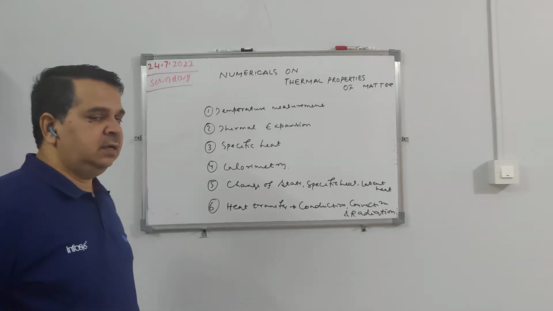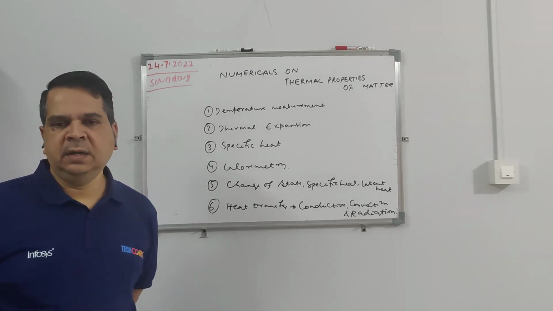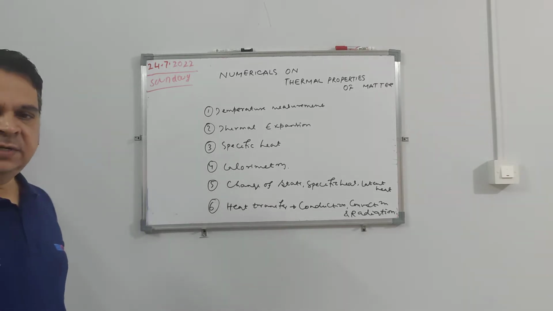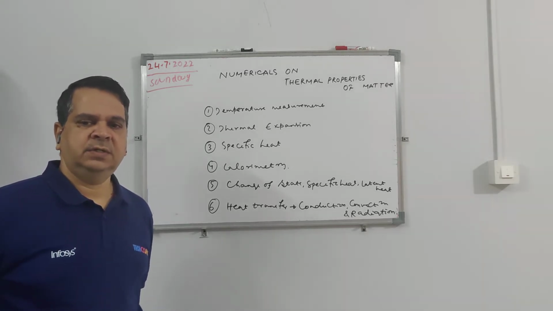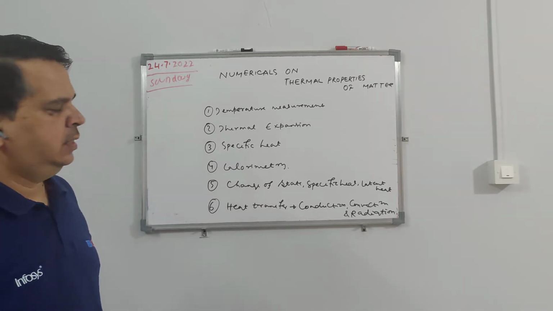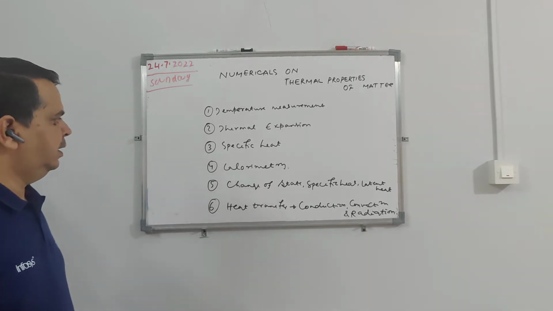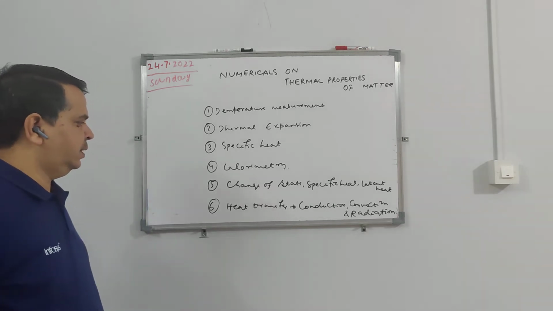Then thermal expansion. Suppose you are heating some metallic rod, how it depends on the coefficient of thermal expansion, how much will be the elongation and all that. That is thermal expansion. And then specific heat.